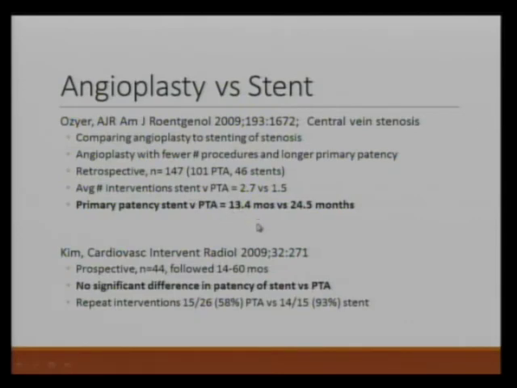So you would not just rush in to put a stent because you're not seeing a benefit here. In this case, it was prospective, they followed 44 people for 14 to 60 months, and essentially they found no significant difference in the patency of the stent versus angioplasty. And repeat interventions for angioplasty, 58%, for stent, a whopping 93%. So it's more expensive to put a stent, and it doesn't stay open as long.